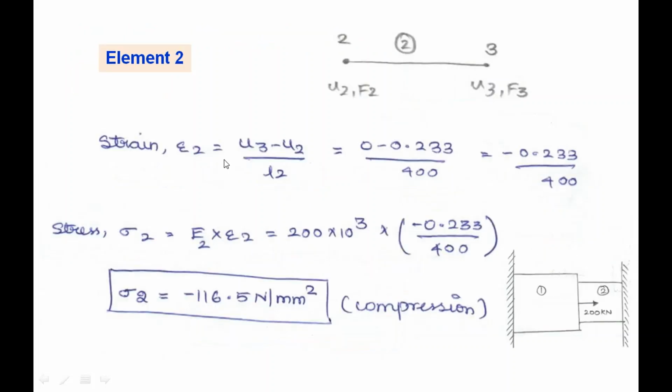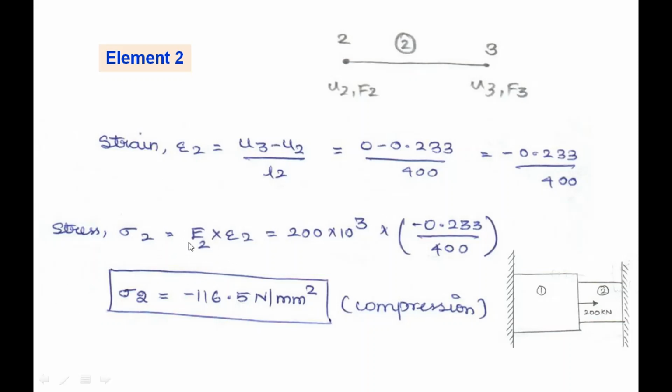For element 2, we have node 2 and node 3. Node 2 has u2 displacement, and node 3 has u3 displacement. As per definition, strain epsilon 2 is u3 minus u2, that is the second node displacement minus the first node displacement, divided by L2, the length of the element. So u3 is 0, minus 0.233, divided by 400. So we are getting a negative strain here. For calculating the stress, we have to multiply with the Young's modulus. Here section 2 is made of steel material.